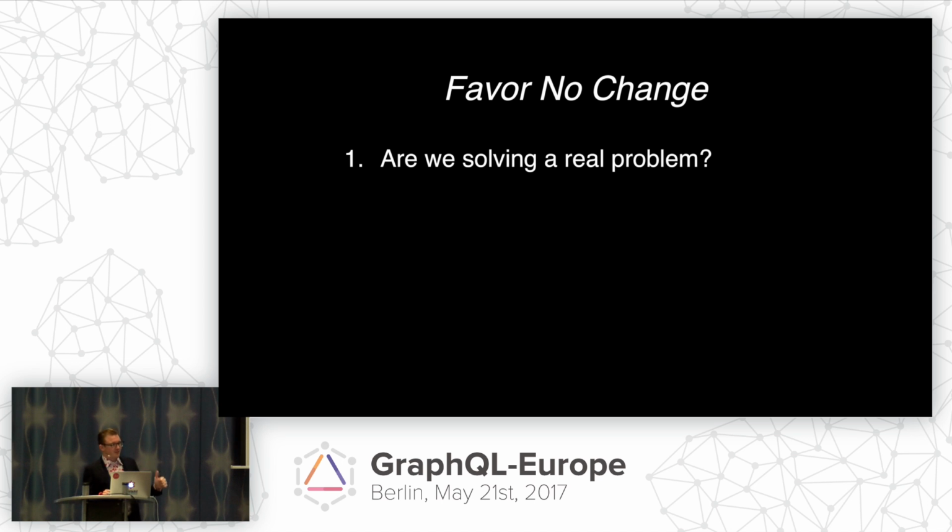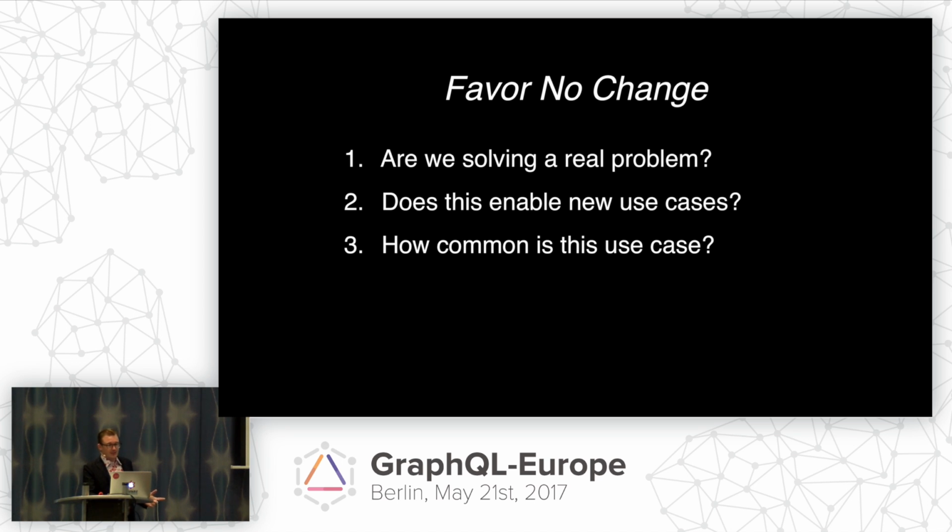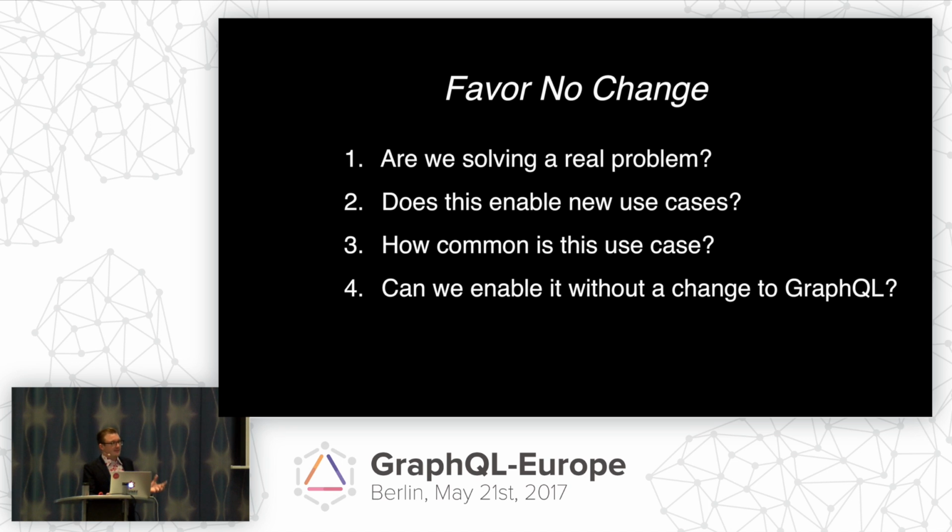First, are we solving a real problem? Is this just like a cool idea, or is there a real product problem that's motivating this suggestion? Also, does adding this actually enable new use cases? Or is it just like syntax sugar over something else that already exists? And for those new use cases, just how common are they? And could we do this in a way where we can enable it without changing GraphQL?